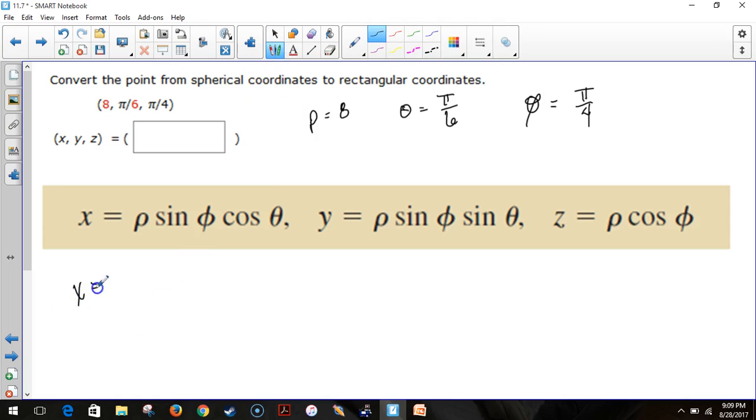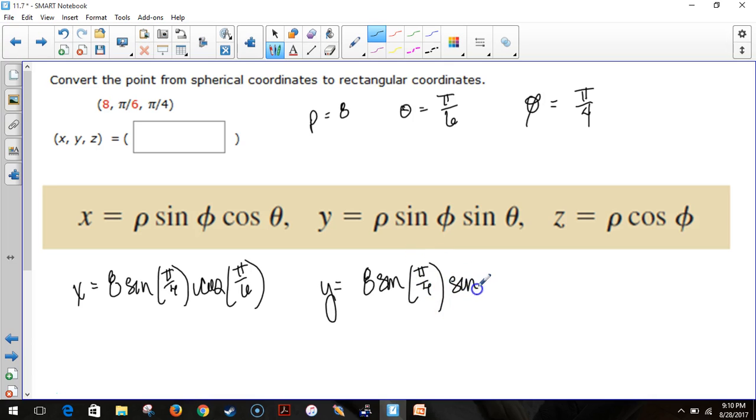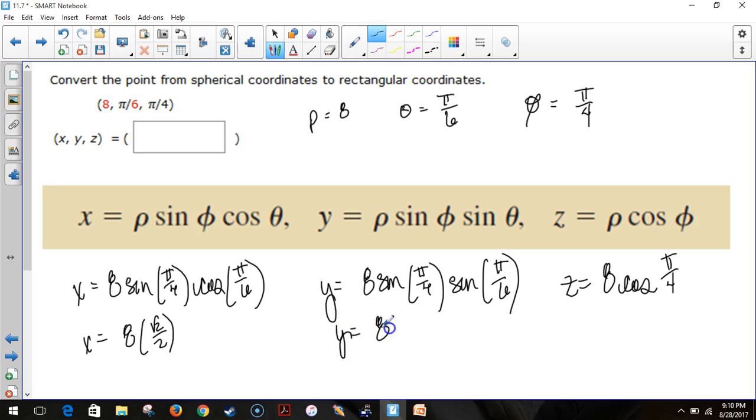Well, x is equal to rho times the sine of phi times the cosine of pi over 6. Y, pretty similar, 8 sine of phi sine of pi over 6. And then finally, z is going to be my rho times the cosine of pi over 4. Now I remember the pi over 4s. Those are all going to be radical 2 over 2s. But that pi over 6, oops, I always swap. So I'm going to pull up my unit circle.